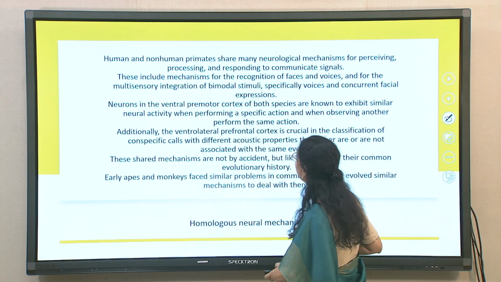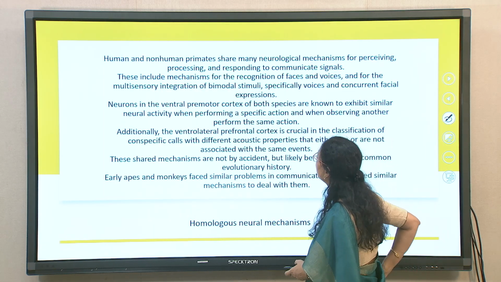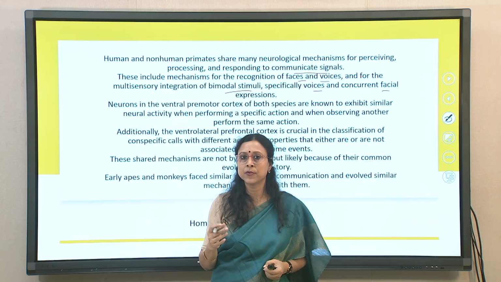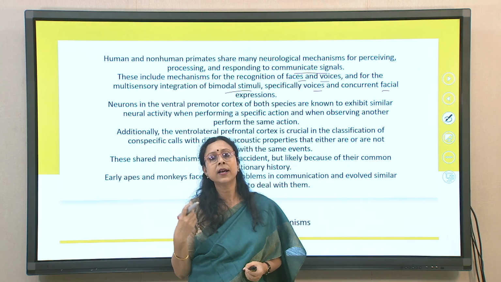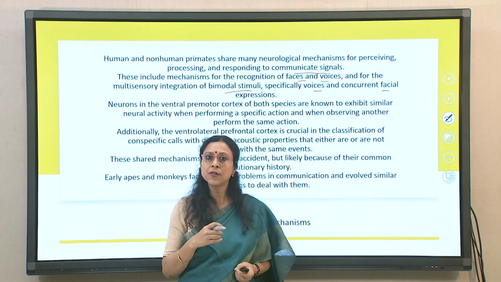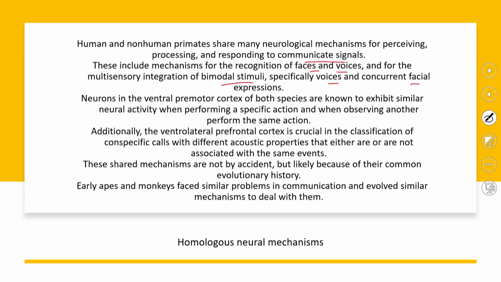Human and non-human primates share many neurological mechanisms for perceiving, processing and responding to communicative signals. These include mechanisms for recognition of faces and voices and for the multisensory integration of bimodal stimuli, specifically voice as well as concurrent facial expressions. When we listen to somebody, we do not take in only one kind of input, we take in both. We are looking at the facial structure and listening to the auditory input, and the way we process the incoming information takes into account both of these. Similarly, primates also show this kind of multisensory integration. That is what we are trying to say here.